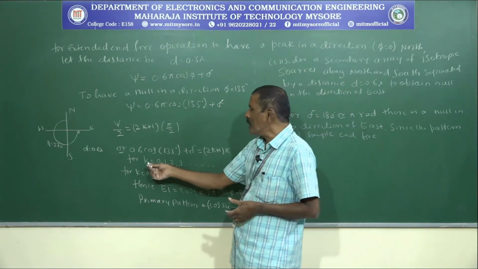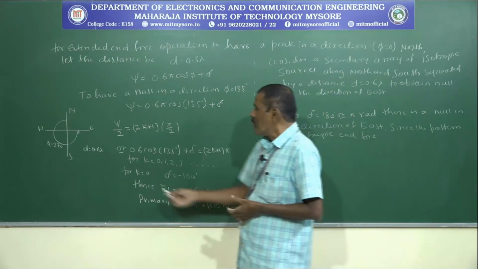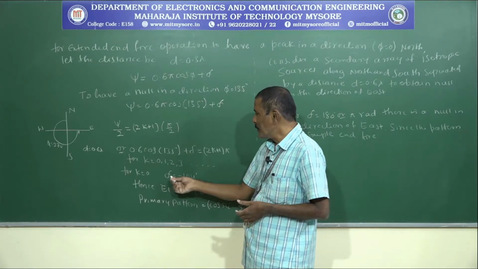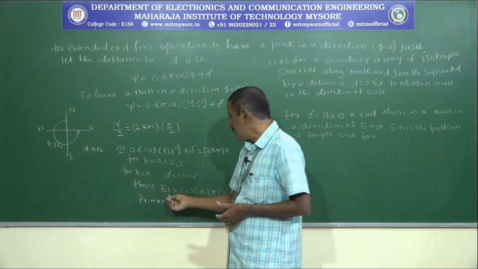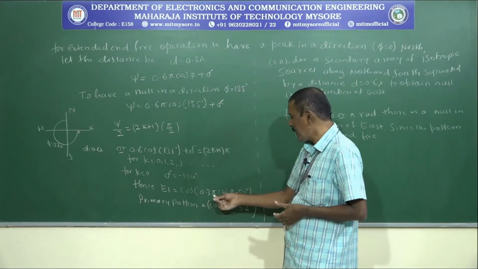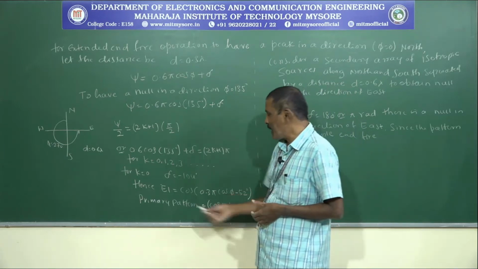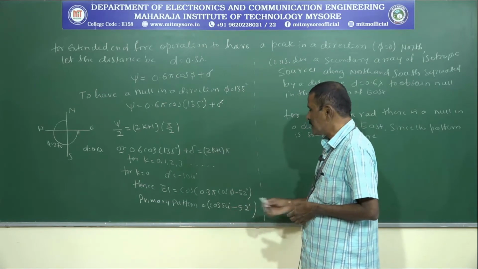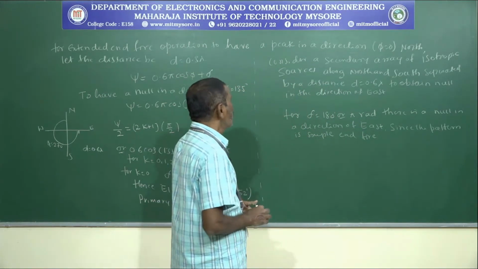Now, we go on to substitute the values of k equal to 0, 1, 2, 3. For k equal to 0, we will get delta equal to minus 104 degrees. Hence, E1 equal to cos of 0.3 pi cos of phi minus 52 degrees. Then the primary pattern we will get from the equation cos of 54 degrees cos of phi minus 52 degrees.